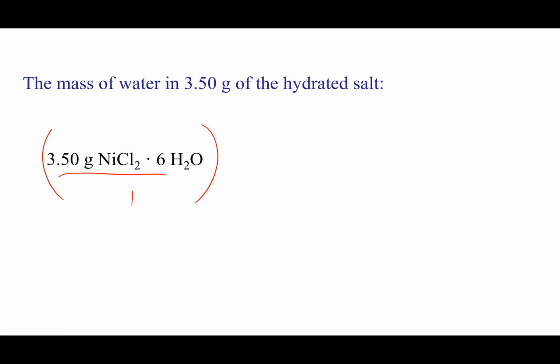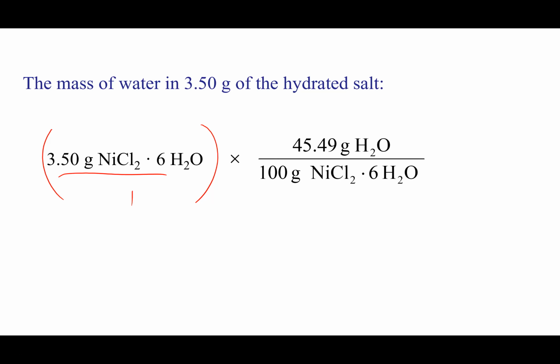How many people think we flip it? How many people think we leave it the same? We just leave it the same because then the units of the NiCl2.6H2O will cancel. Yep. And that's it. And if you look at your units, you have what the question is asking. So you have units of grams of H2O. So we take 45.49 grams of H2O over 100 grams of NiCl2.6H2O. So how many sig figs?